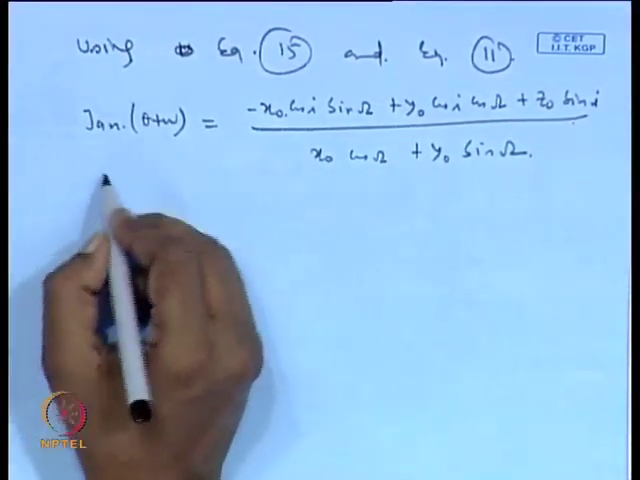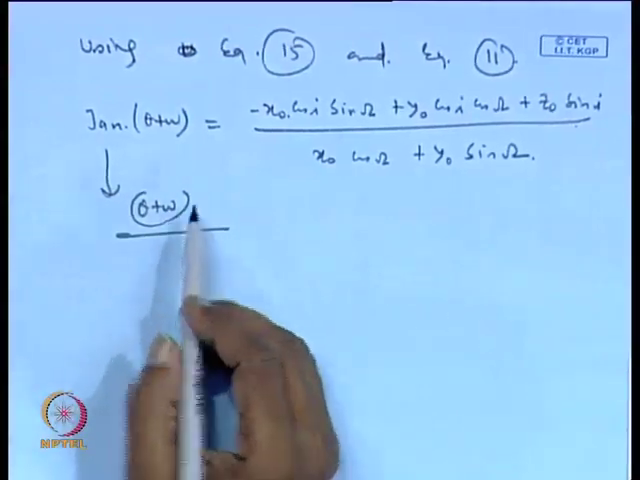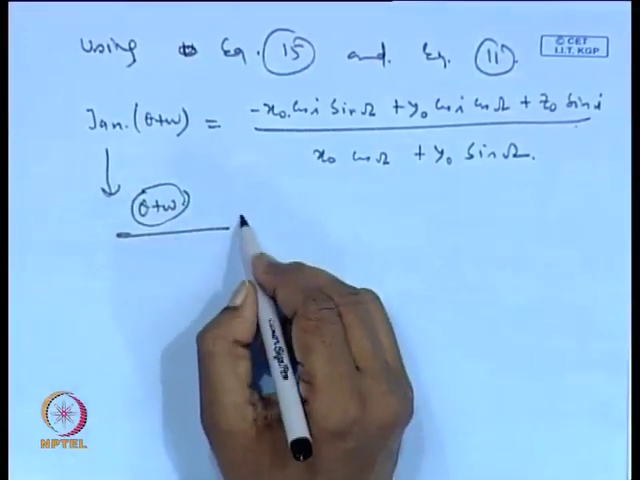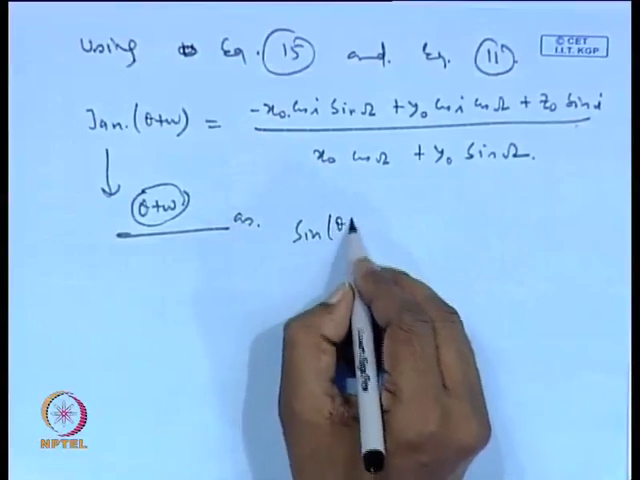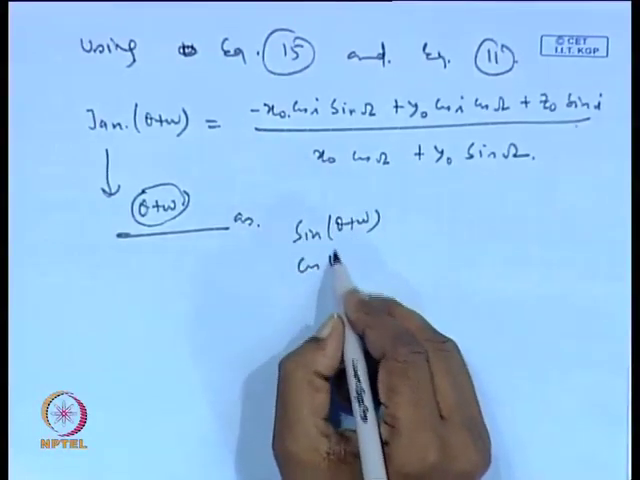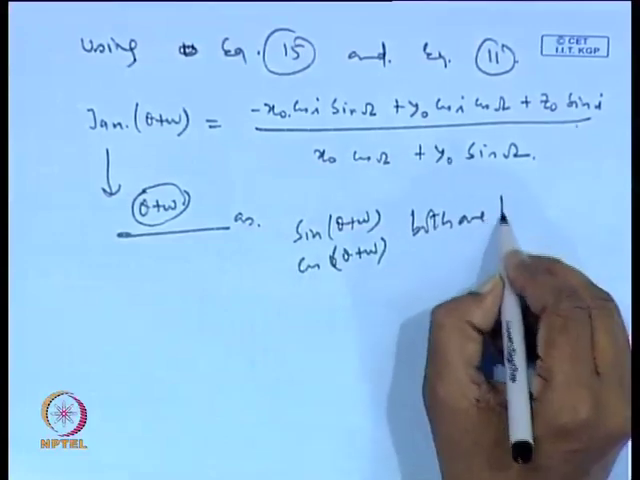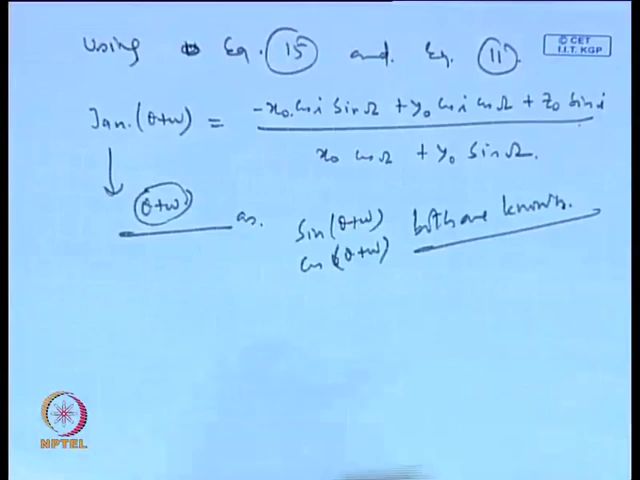So, thus we have this will give theta plus omega, and there will be no problem in determining the quadrant, as sin of theta plus omega and cos of theta plus omega both are known. So, any ambiguity can be resolved.